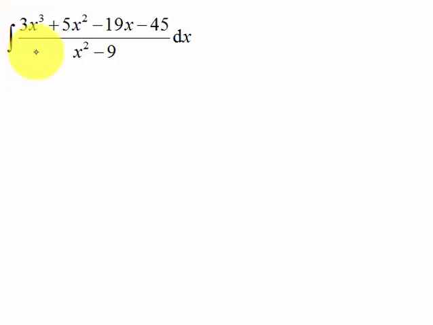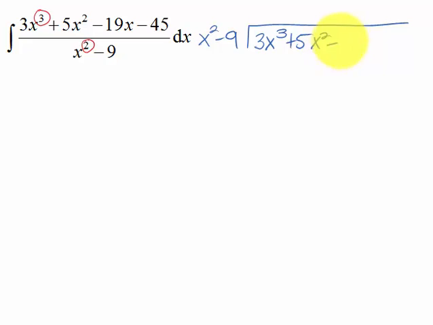Here, as I see this integral of irrational functions, I see it's actually an improper fraction because the degree in the numerator is higher than the degree in the denominator. So the first thing I have to do when that happens is long division. Remember from algebra how to do long division. I'm going to take x squared minus 9 and divide it into 3x cubed plus 5x squared minus 19x minus 45.